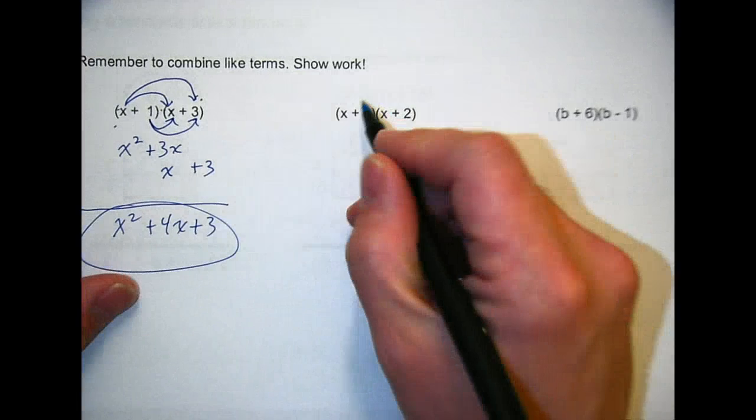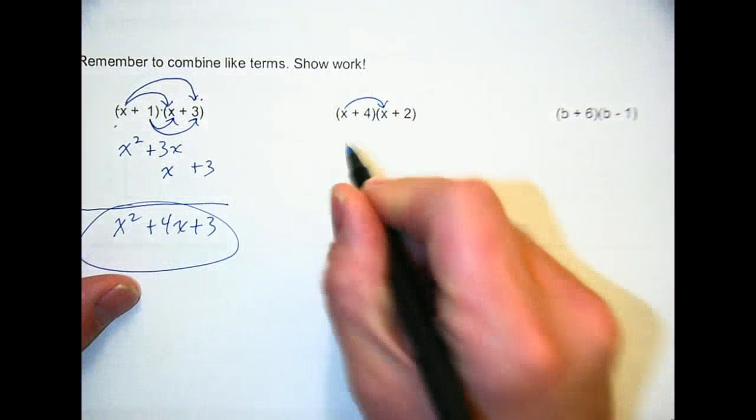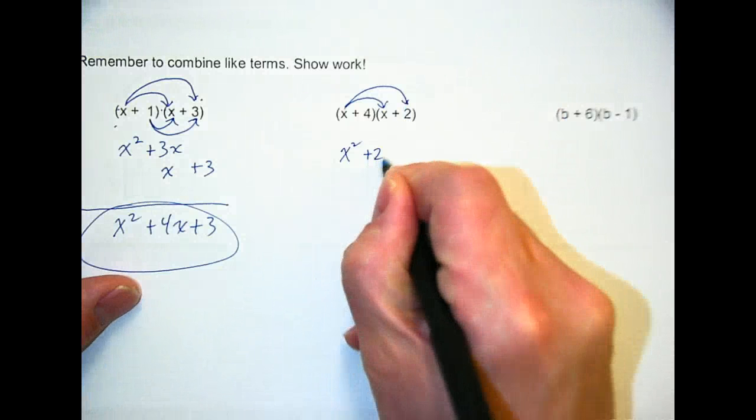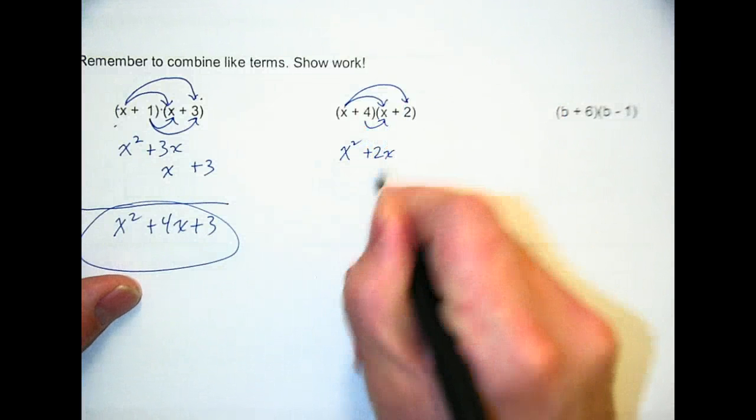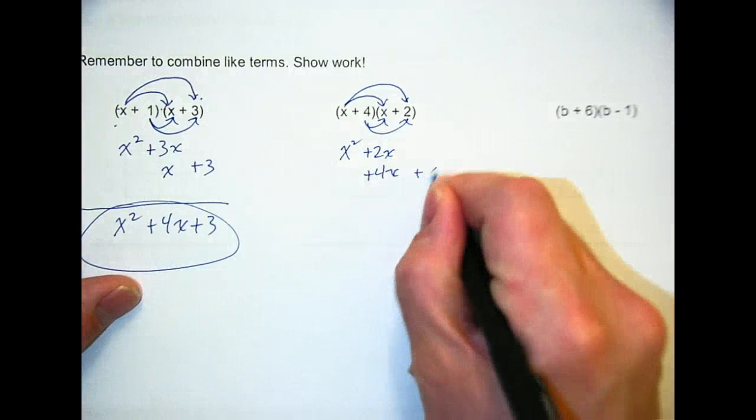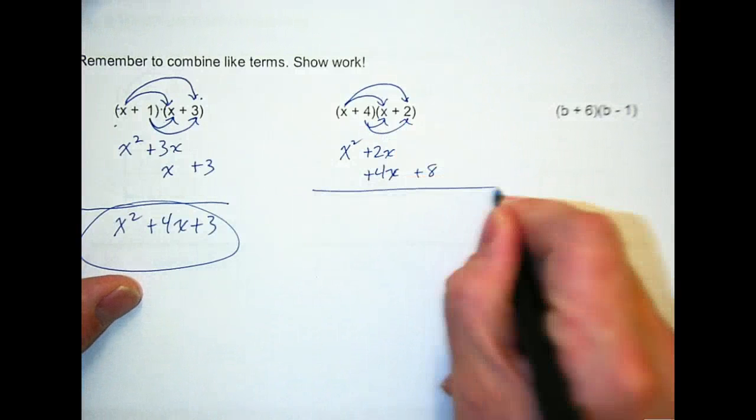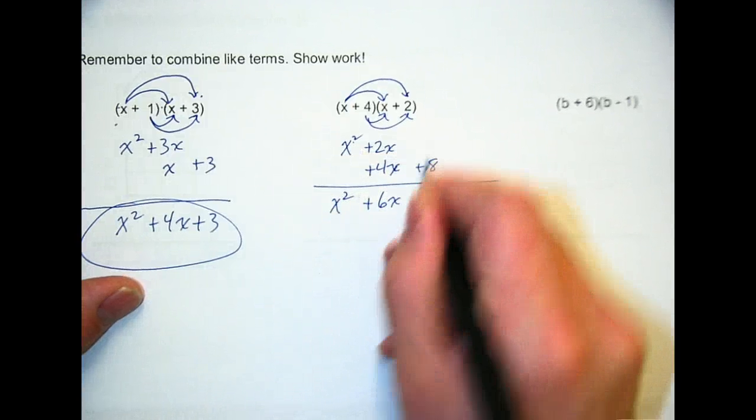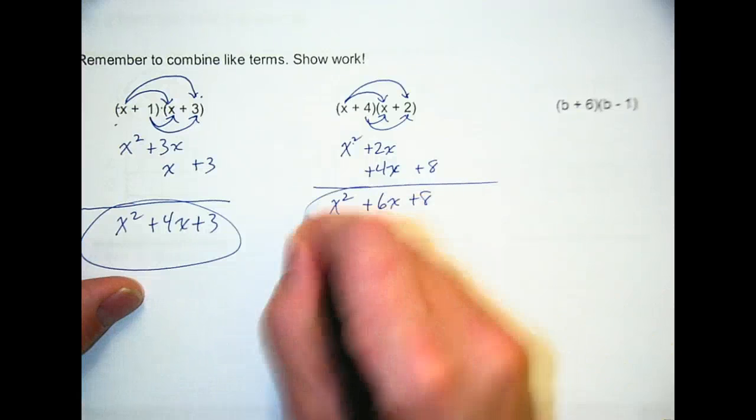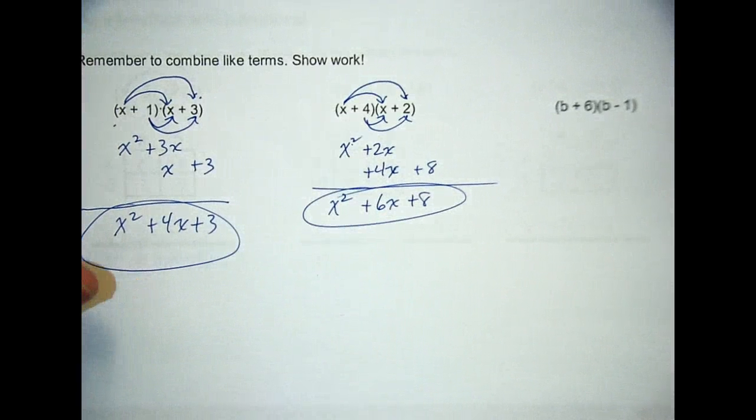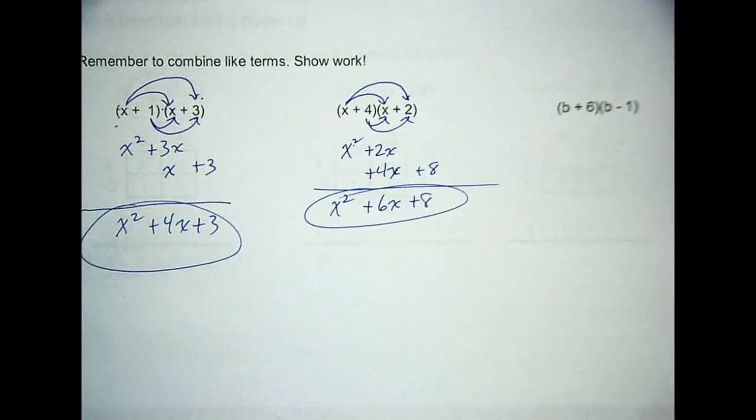Okay, so here we go. X times x, x squared, check your work. X times 2, 2x. 4 times x, 4x. And 4 times 2 is 8. All right, check it out. We get x squared, 6x, and 8. All right, how many got it? You're good. Any questions?